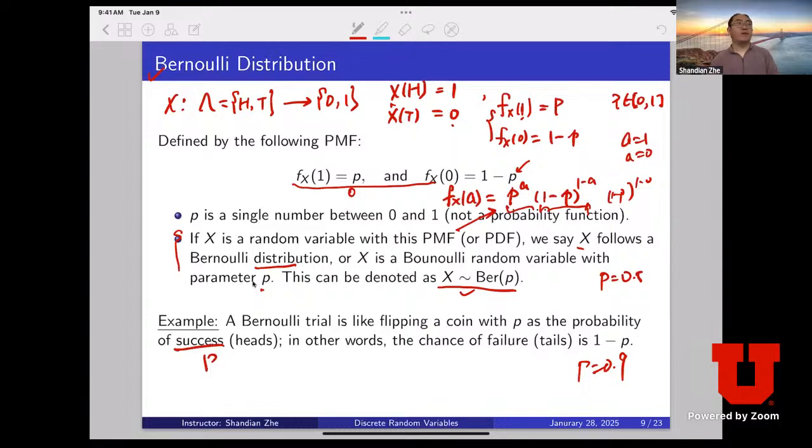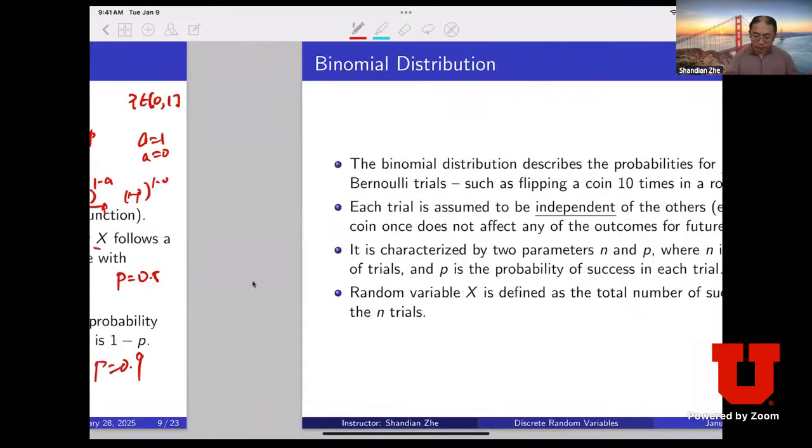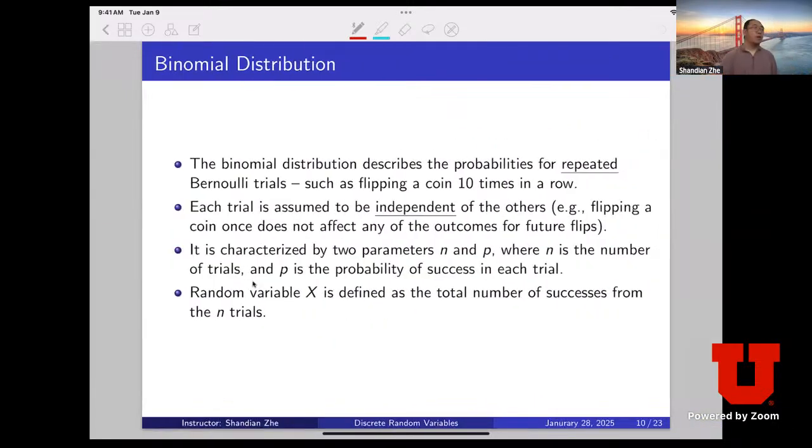Any questions so far? Okay, I hope everyone is comfortable with this one, because the next one will be a bit more complex, but it's completely based on the Bernoulli distribution. It's called the binomial distribution.